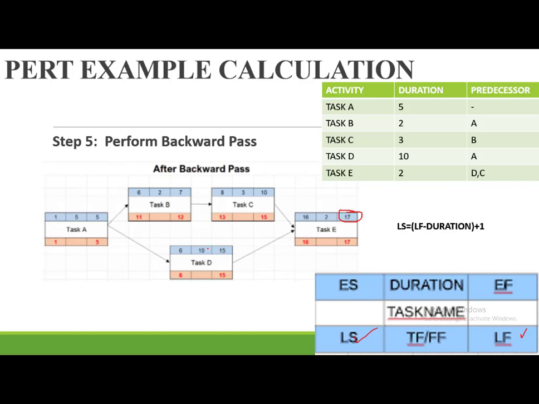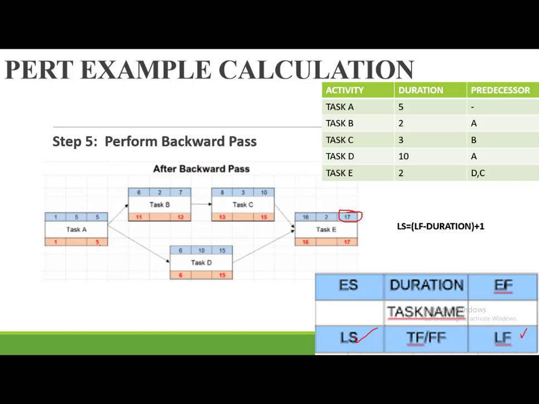So task D similarly ended on day 15, then was taking 10 days. So we take 15 minus 10, that is 5 plus 1, that gives us a 6. So we can see that task B had a late start of 11, task D had a late start of 6th. So this one, task D, the one with the shortest late start, is the one that is going to determine the late finish of the predecessor activity.